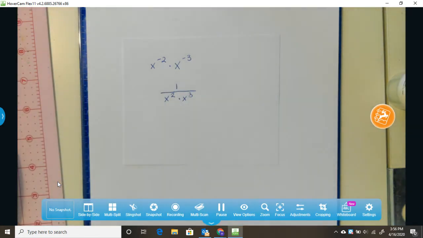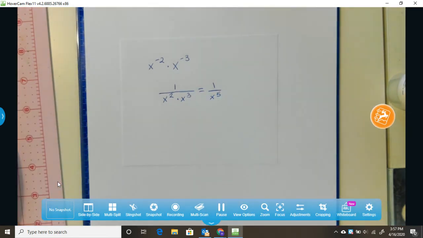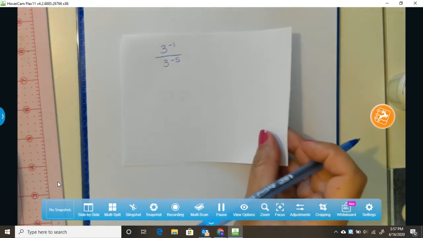Okay? So now I've moved my negative exponents, I've created them as positive exponents, but now I need to simplify this. So just like yesterday's lesson or the first lesson on this, when I am multiplying and they have the same base, I'm going to add the exponents because really it's saying x times x, so there's 2 of them, and x times x times x, so 3 more, so a total of 5 x's. So I'm going to leave 1 over x to the 5th. Okay? Let's look at the next example.